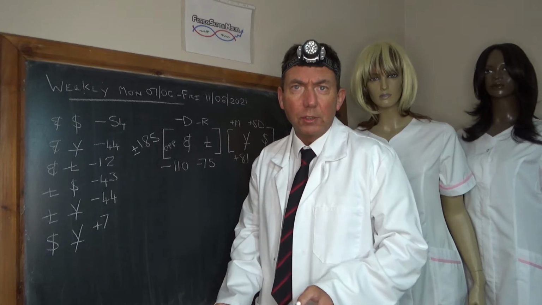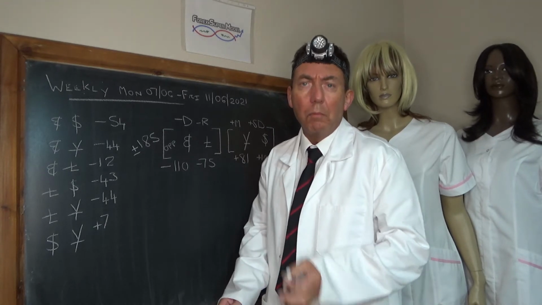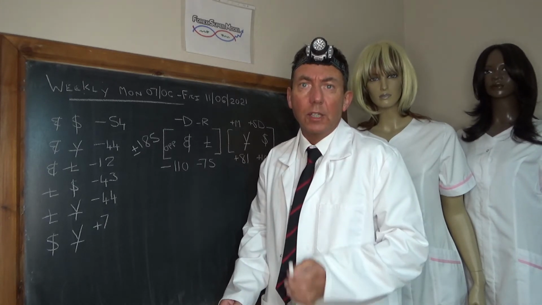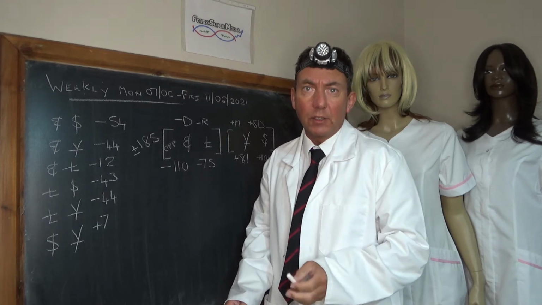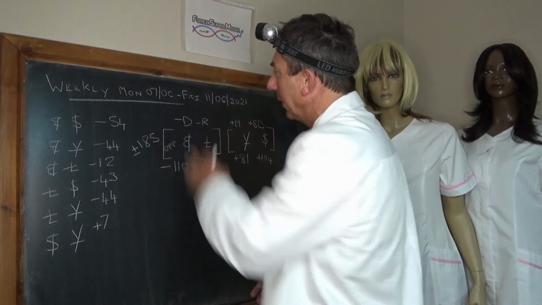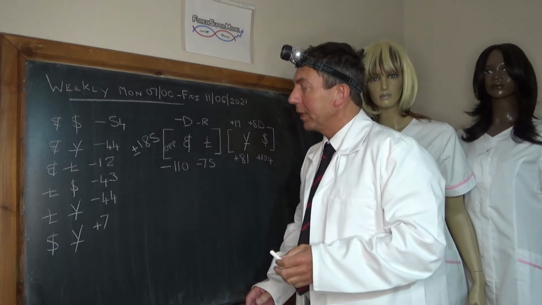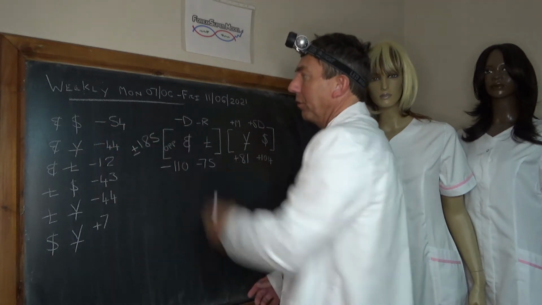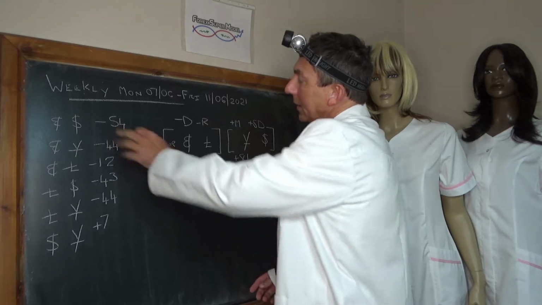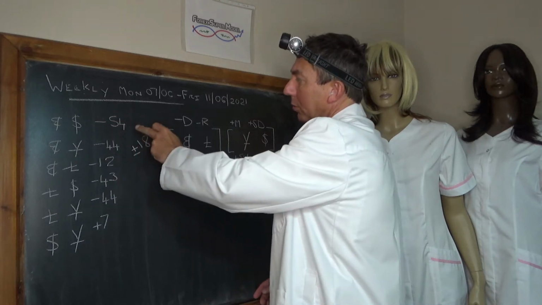Hello, I'm Professor Code and this is the Forex Super Model weekly review for Monday the 7th of the 6th to Friday the 11th of the 6th, 2021. We've written up the weekly flows to get us underway for the period then. So euro dollar minus 54. This means over the week then the euro dollar has lost 54 points or pips.